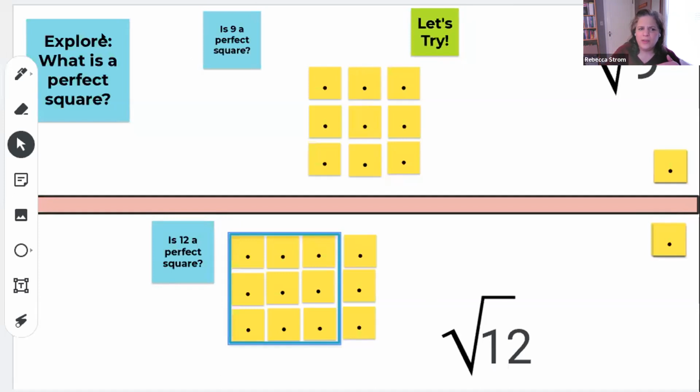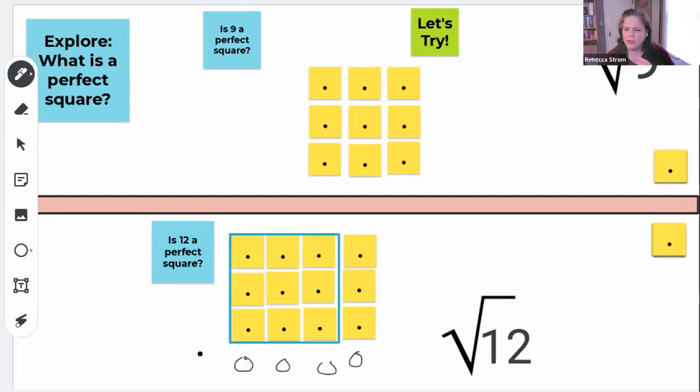So if I'm looking at this, I actually can consider what's missing. So I need 1, 2, 3, 4 more pieces to make this a perfect square, don't I? So could you estimate what you think the square root of 12 might be? Exactly, just under 3.5. If I have 4 more pieces, then I would have the square root of 16, but I'm missing more pieces.